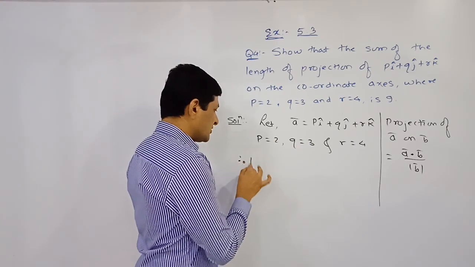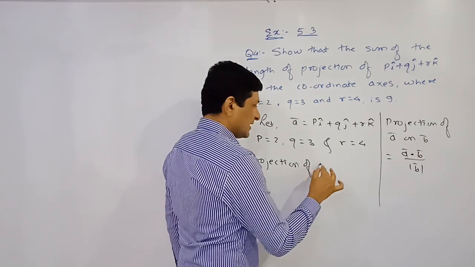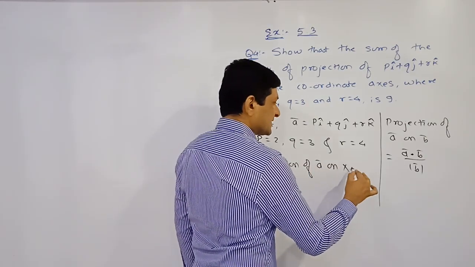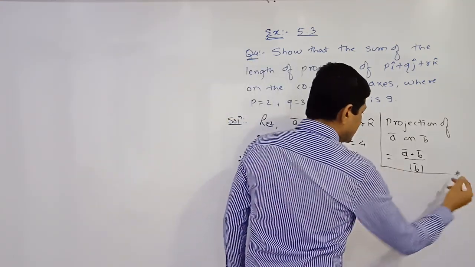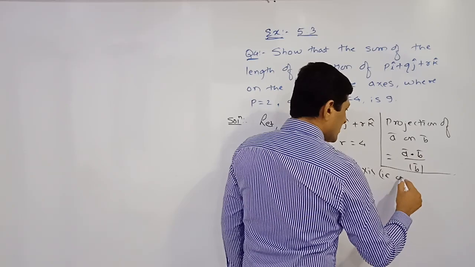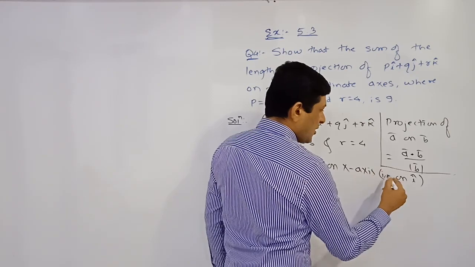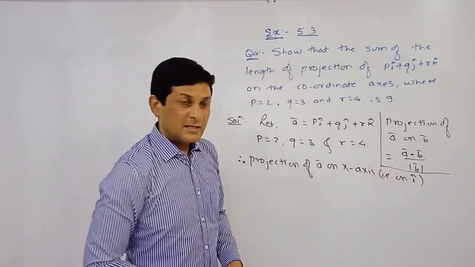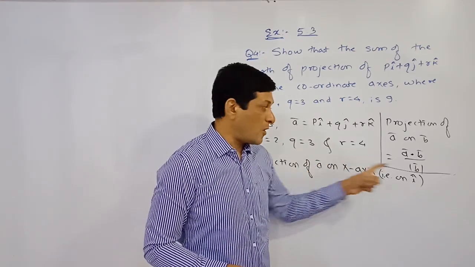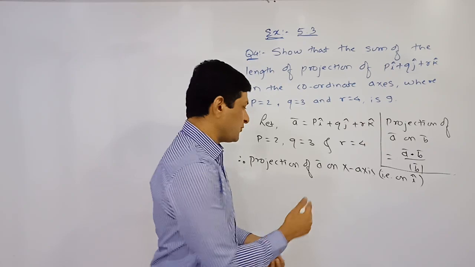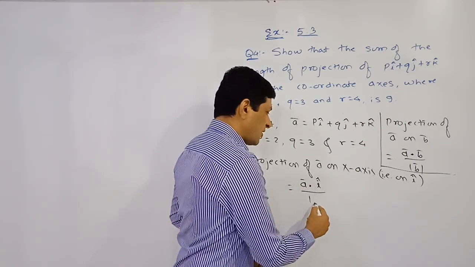So let us first find the projection of this vector on the x-axis. Therefore, projection of A bar on the x-axis means, can I say, on I cap, because I cap is nothing but the unit vector along the x-axis. So in short, finding the projection of A bar on the x-axis means the projection of A bar on I cap. According to this formula, what will we get? A bar dot I cap upon magnitude of I cap.